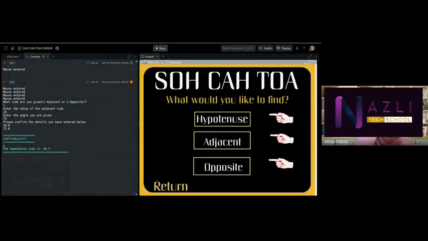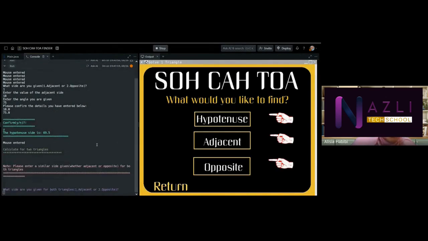So I'm going to go back to return. I'm going to go to solve two triangles. I'm going to click on hypotenuse. And it says, what side are you given for both triangles? So basically, I can solve two triangles that have similar questions. So that means I am given the same side for both of them, and I'm trying to find the hypotenuse. So it's not like I can solve one triangle where I'm given the adjacent side and I want to find the hypotenuse, and the other one where I'm given the opposite side and want to find the hypotenuse.